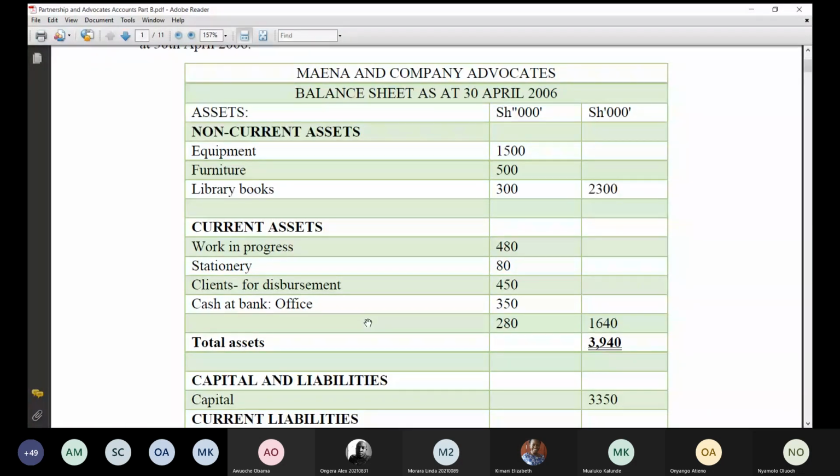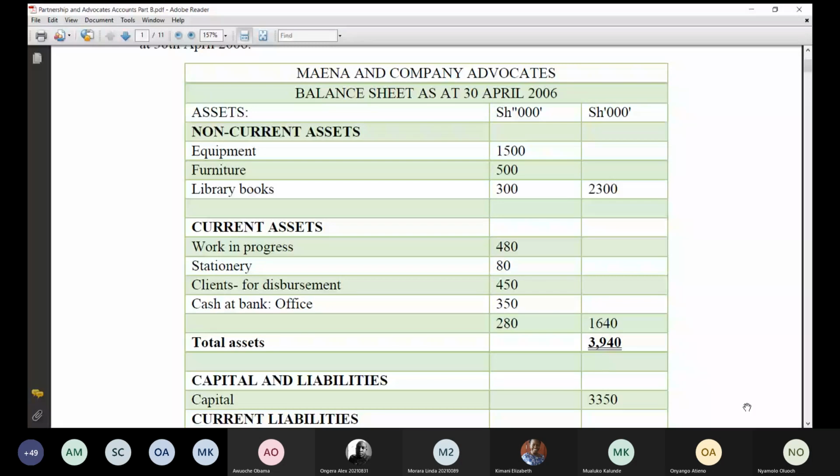We had defined work in progress. And what we are having here is the closing work in progress. We are going to use it to calculate our fee income. Then there is stationery at 80. There is clients' disbursements. These are things that we've paid for our clients. And there is cash at bank for office of 350. And for the clients is 280, making it 1640.